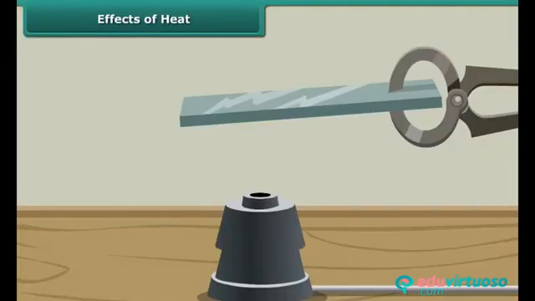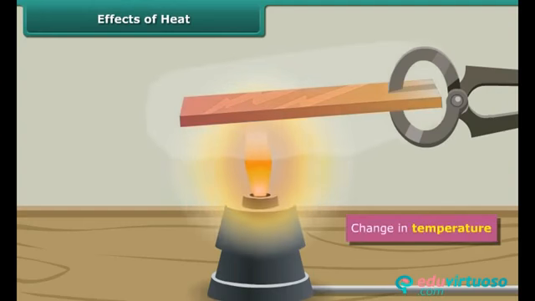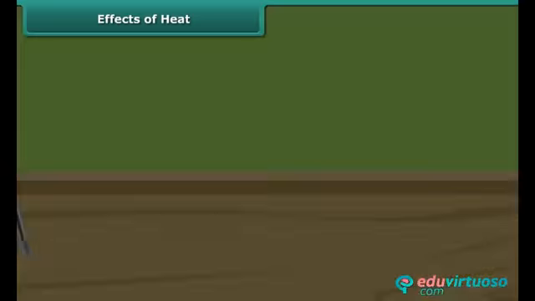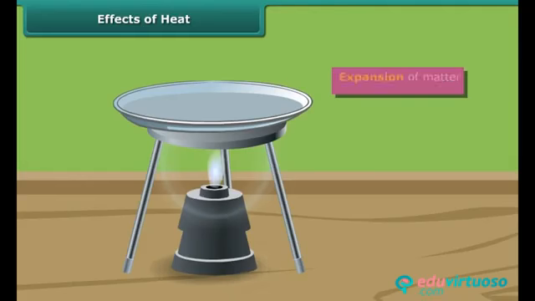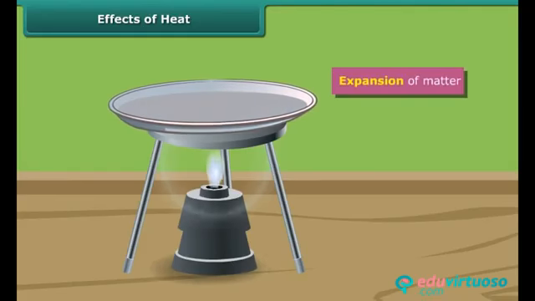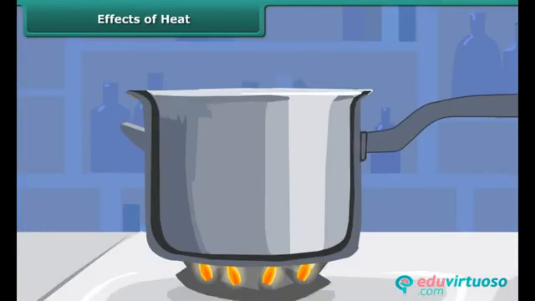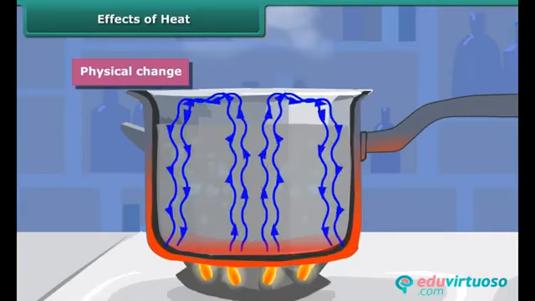When an object is heated, it undergoes many changes. The object becomes hotter. The object may expand or contract in size. A substance may change its state when heated. For example, water changes into water vapor on heating.